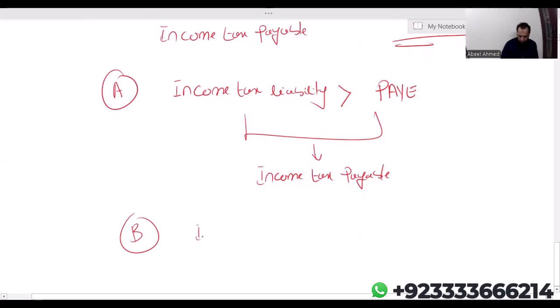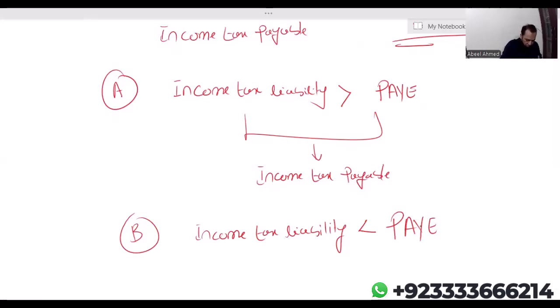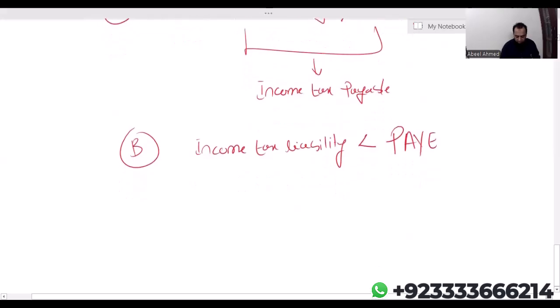Okay. Case B and the last. If income tax liability is less than PAYE, it means the individual has paid more tax in advance than his income tax liability. Assuming the income tax liability is £10,000 and PAYE is £15,000. So if you come across a question where income tax liability is less than the tax which the individual has paid, it is more, then there will be income tax refundable.